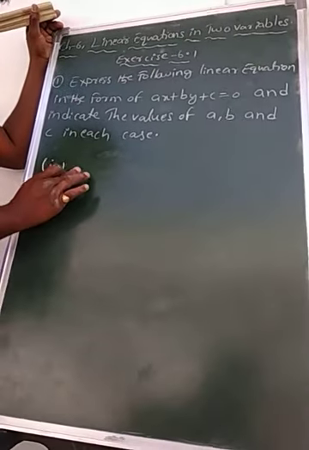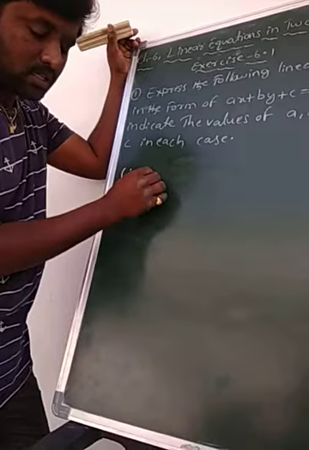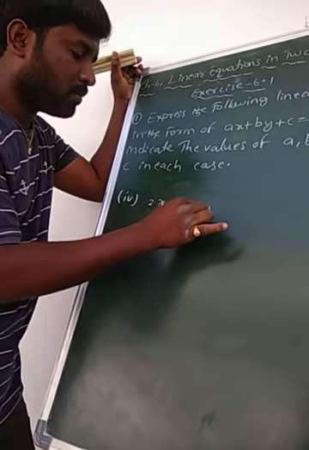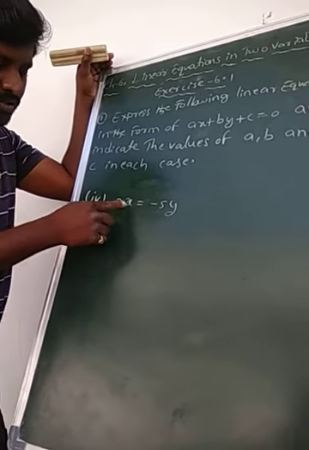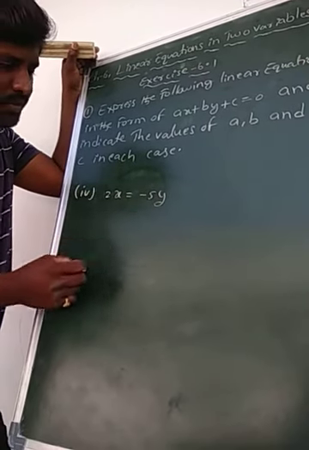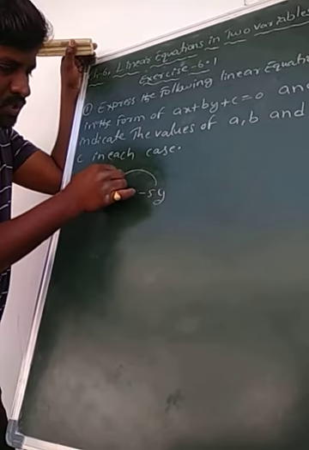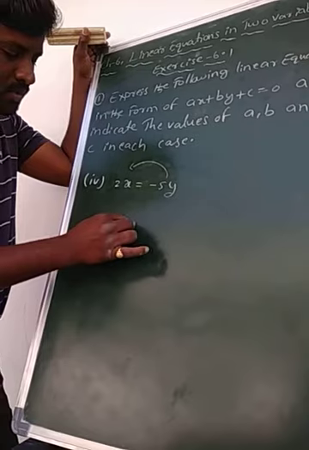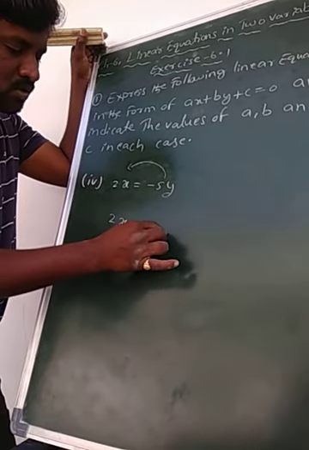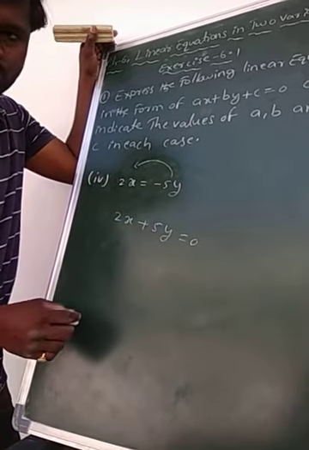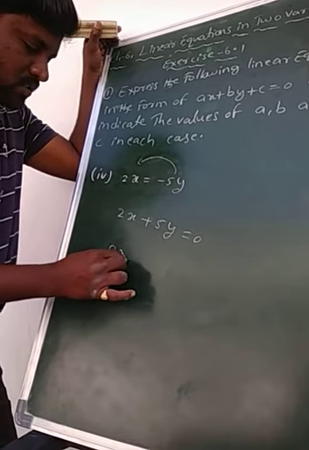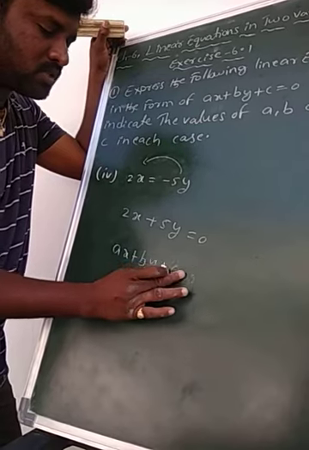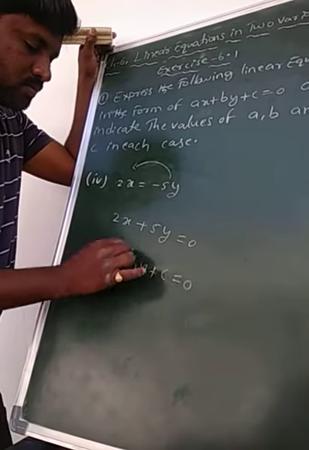Now the next question, number 4: 2x is equal to minus 5y. 2x is equal to what? Minus 5y. So I am transposing minus 5y to the LHS side. Then what happened? 2x plus 5y is equal to 0. Now I am comparing this one with ax plus by plus c is equal to 0.